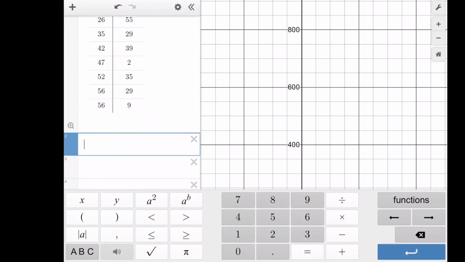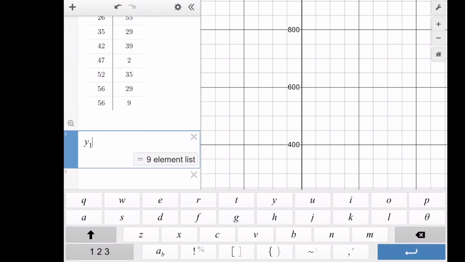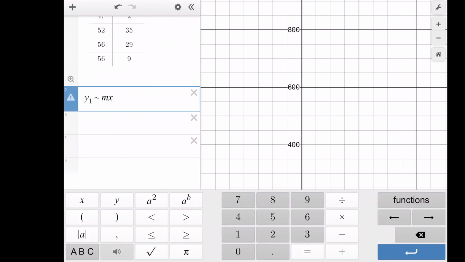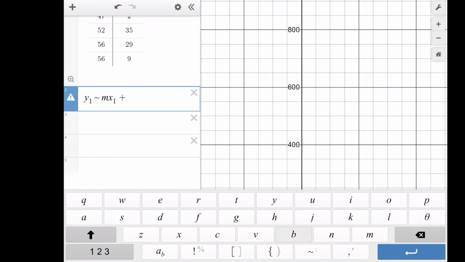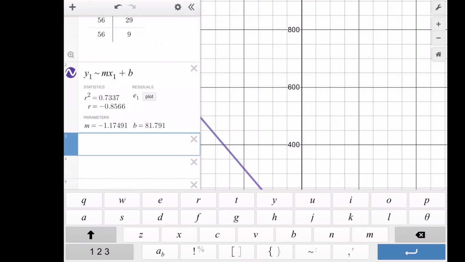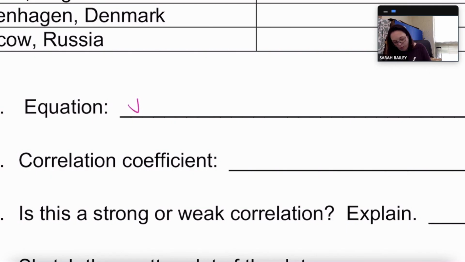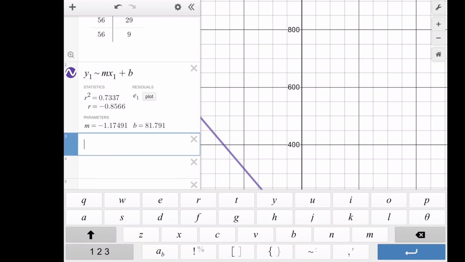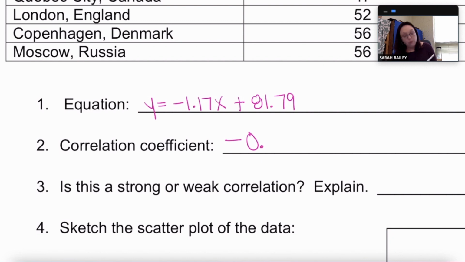So my equation, remember that's going to be y1 squiggly mx1 plus b. So my equation, and it didn't say anything about rounding, but let's round to the nearest hundredth here. So I'm going to write y equals negative 1.17x plus 81.79. All right, let's look at the correlation coefficient. So that R is going to be negative 0. We'll round to the nearest hundredth again, negative 0.86.